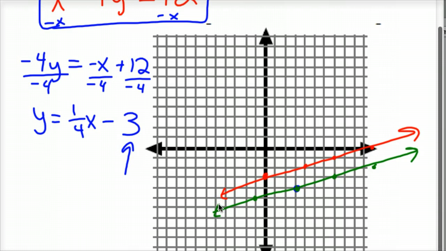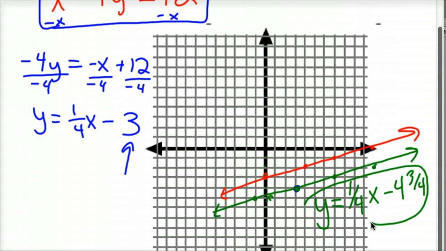And then, we want the equation of this line. Well, right now the y-intercept's kind of a fractional number, so right now we could just make a guess. I'm guessing that the equation is y equals 1/4 x minus 4 3/4. But I don't know for sure. So that's a guess right now.